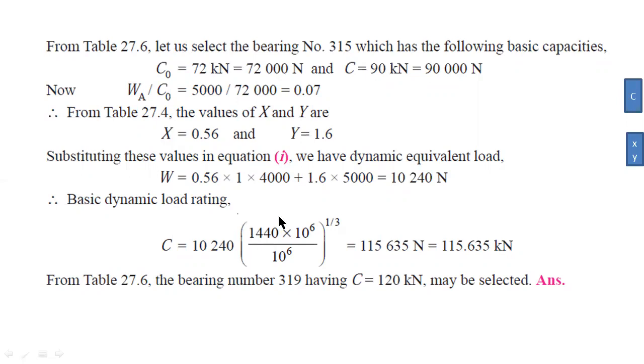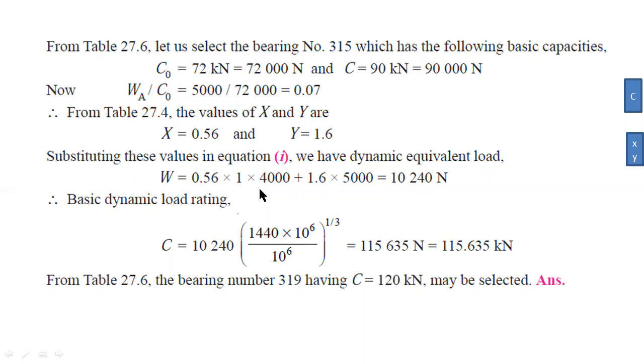W into L 90 by 10 power 6 whole power 1 by K. The formula is the same. W into L, the life of bearing in revolutions, divided by 10 power 6, whole power 1 by K. Here the value W is already obtained in previous steps. This is the life of bearing in revolutions, and K equal 3 for ball bearings. So this is the value of W.